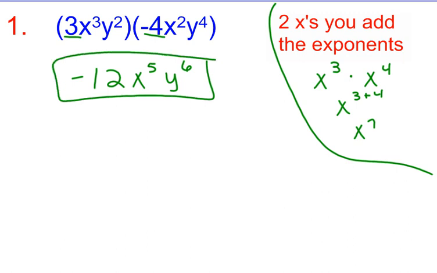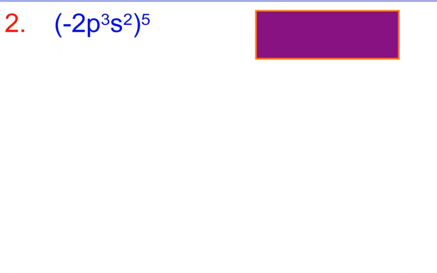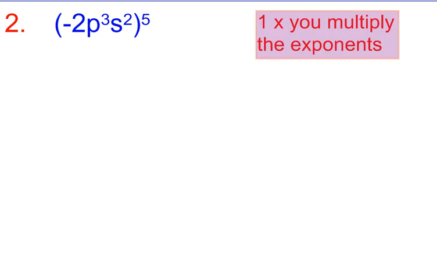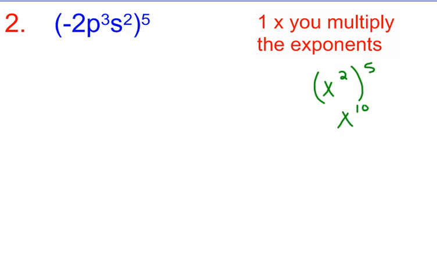Number 2 then is a different rule reminder. Here I have what's called a power of a power. I don't have two p's or two s's, so my rule here is that when I have one x, in this case we have a p and an s, you multiply the exponents. For example, we would have had something like this in Algebra 1. X squared raised to the fifth power. Notice I'm not saying x twice, it's x squared to the fifth. I multiply those exponents and get x to the 10th.